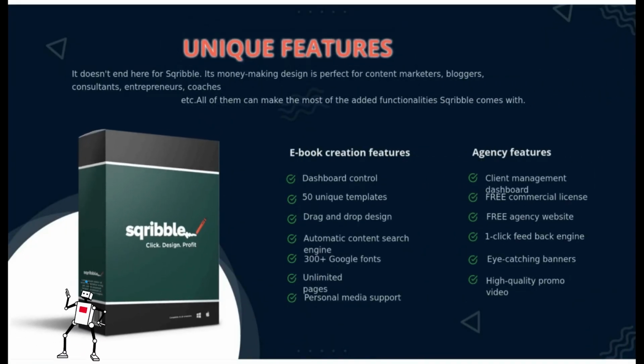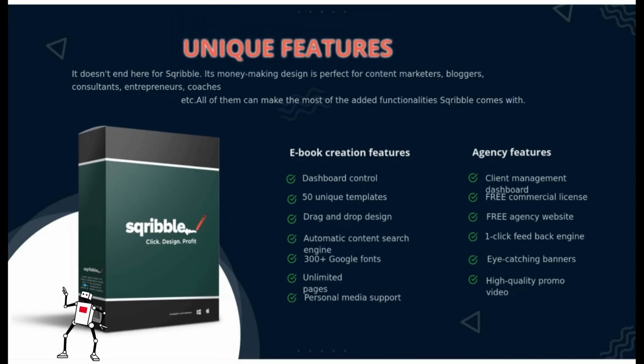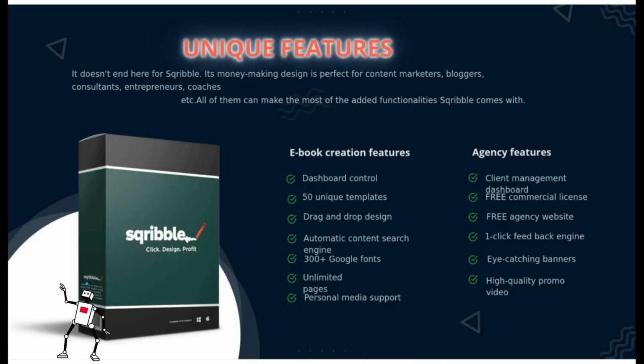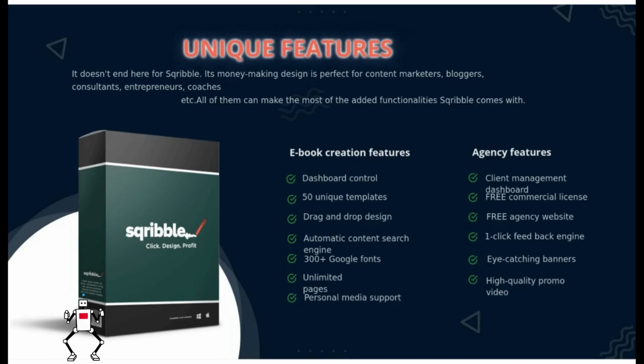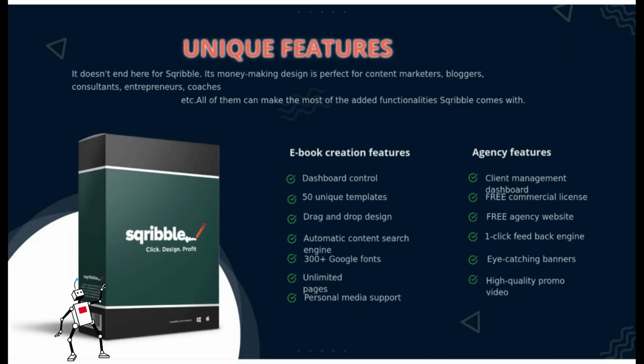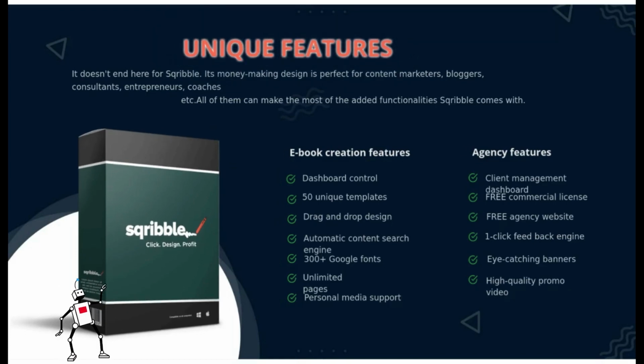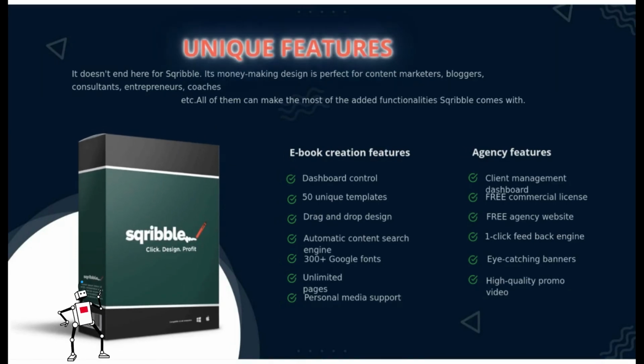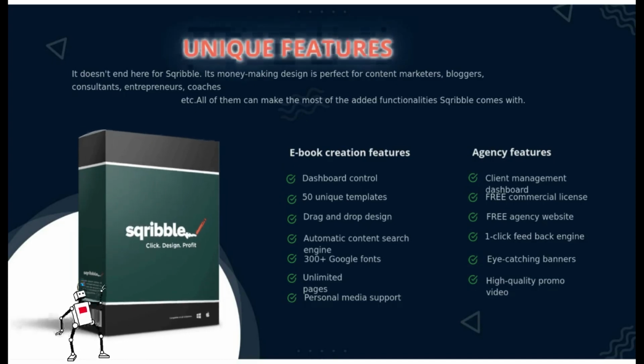Unique features. It doesn't end here for Sqribble. Its money-making design is perfect for content marketers, bloggers, consultants, entrepreneurs, coaches, etc. All of them can make the most of the added functionality of Sqribble that comes with ebook creation features. Dashboard control, 50 unique templates, drag and drop design, automatic content search engine, 300 plus Google fonts, unlimited pages, personal media support. It also includes agency features, client management dashboard, free commercial license, free agency website, one-click feedback engine, eye-catching banners, and high-quality promo videos.